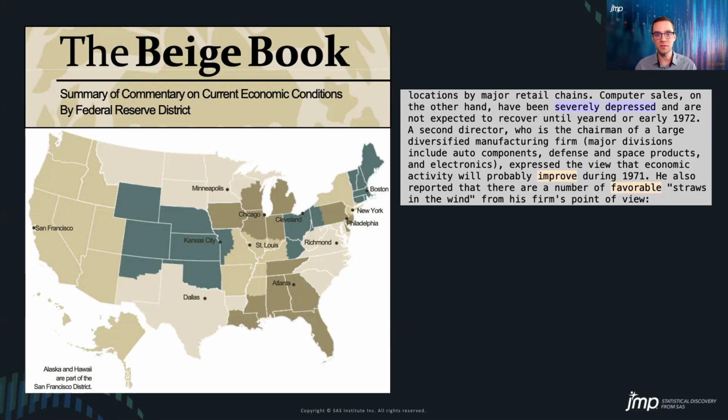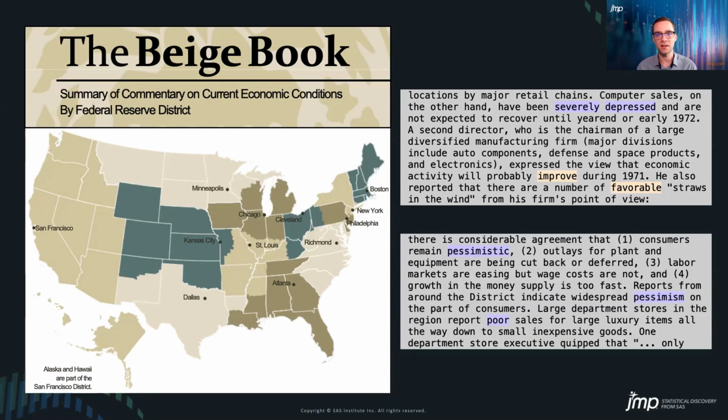The form that JMP uses and that you might encounter elsewhere actually quantifies positive and negative sentiment on a continuous scale. So take, for example, down at the bottom of this second snippet of text, where we see that somebody says that large department stores in the region report poor sales. So up at the top, we have sales being severely depressed. And down below, we see that sales are poor. Well, I think we all agree that severely depressed sounds worse with respect to sales than poor does. And so we might want to, while they're both negative, quantify severely depressed as more negative than poor.